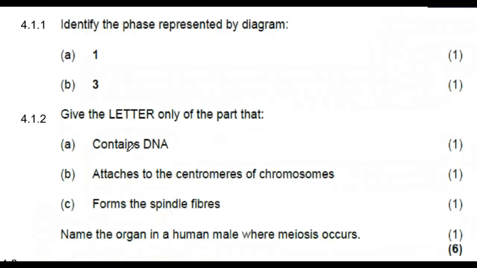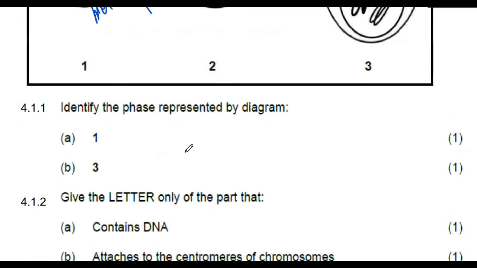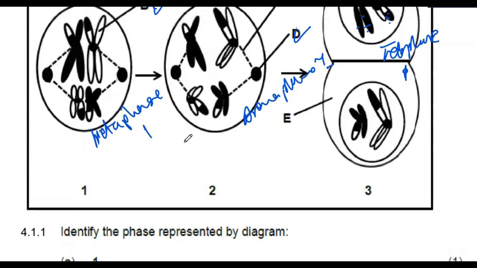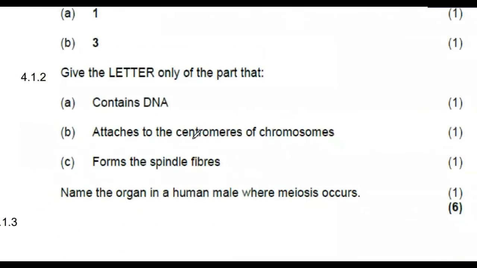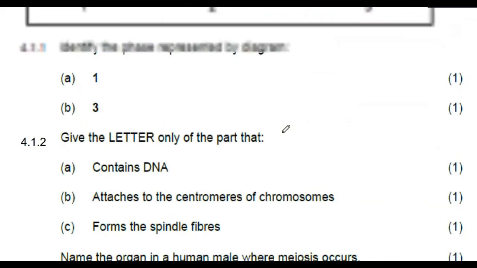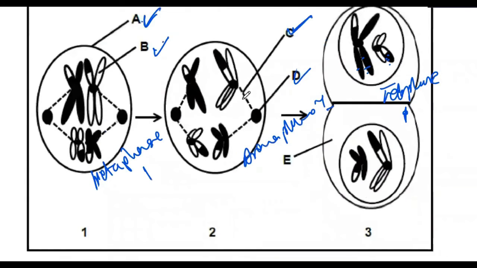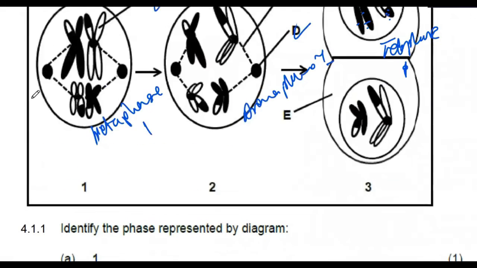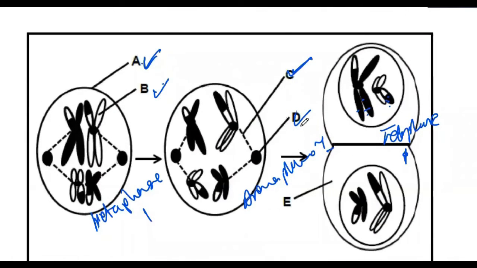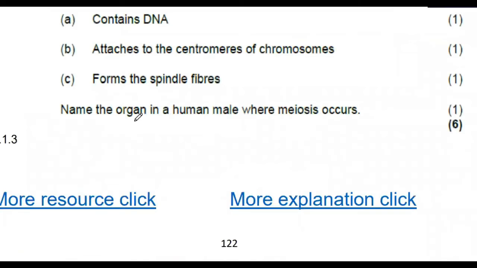Then give the letter of only the part that contains DNA. It is B, because in this case they didn't mention any chromosome here. It's only B, which is the chromatid. What attaches the chromatids of the chromosome? It is C, the centromere. And then what forms the spindle fiber? The centrioles. Where is the centriole mentioned? It is D. You see, we are able to answer these questions. Name the organ in humans, male, where meiosis occurs. In human males, it occurs in the testes.